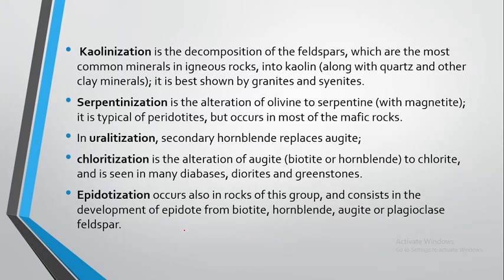Next is kaolinization. Simply you can say that here kaolin is replacing various other minerals. Kaolinization is the decomposition of feldspar, which is the most common mineral in igneous rocks, into kaolin, along with quartz and other clay minerals. It is best shown by granites and syenites.